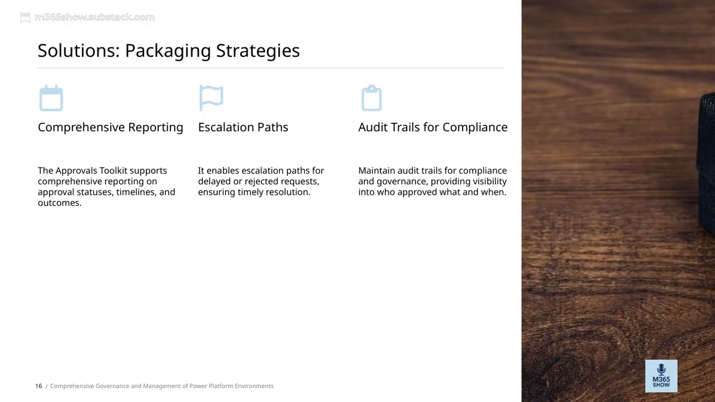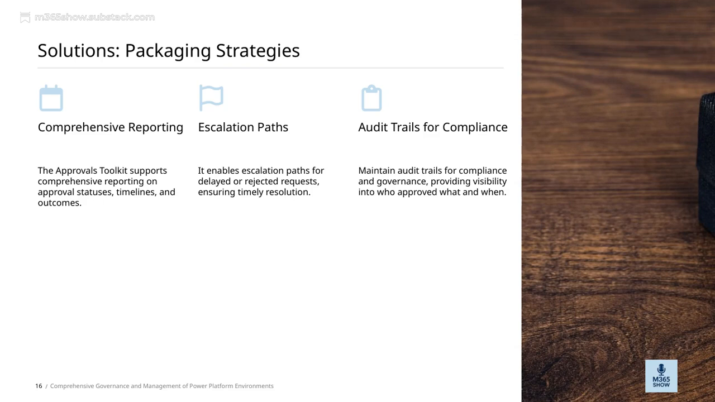Next, we have escalation paths. These are essential for managing requests that are delayed or rejected. Having a structured escalation process ensures that issues are addressed promptly, helping us resolve matters in a timely manner and keep projects on track. Finally, the Approvals Toolkit plays a vital role in our overall strategy.